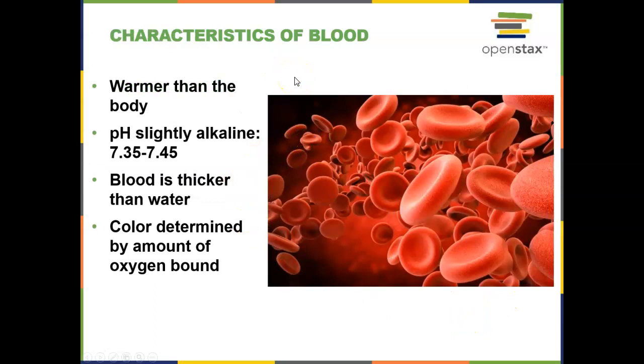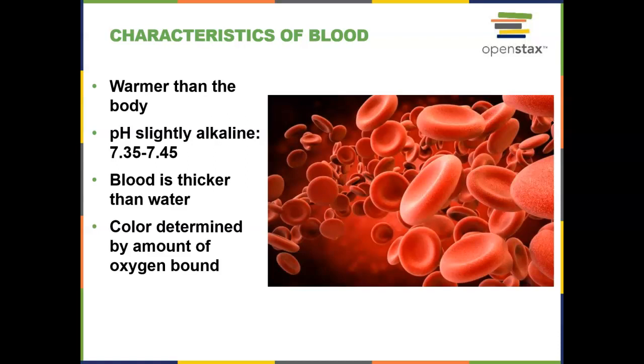So what are some characteristics of blood? Blood is warmer than body temperature. So typical body temperature is about 98 degrees Fahrenheit, or 37 degrees Celsius. Blood is slightly warmer, so it can help to warm the body. The pH of blood is slightly alkaline, 7.35 to 7.45, so an average of about 7.4. Blood is thicker than water, so it's more viscous.